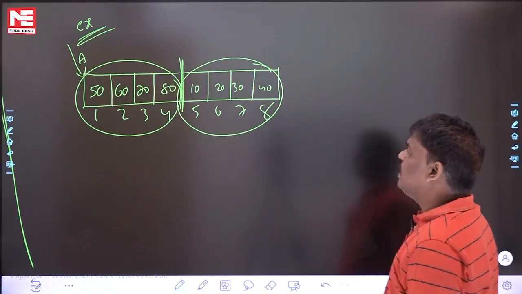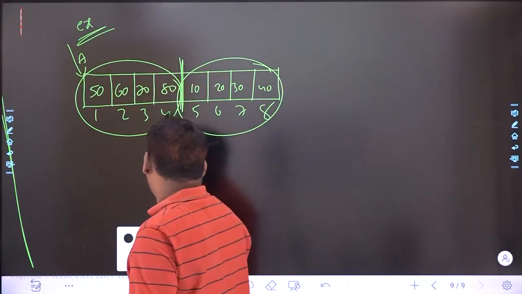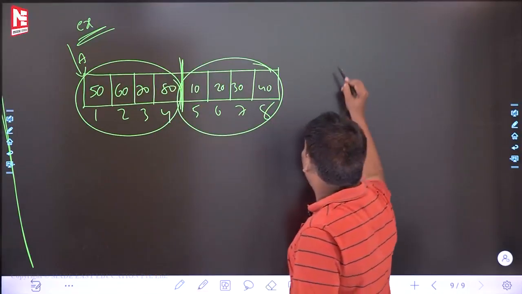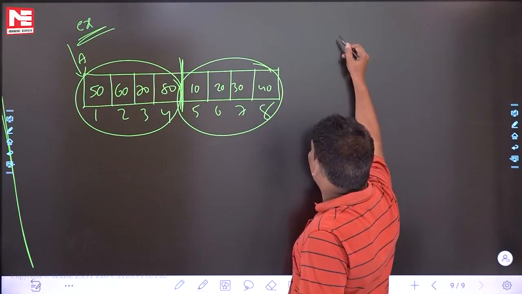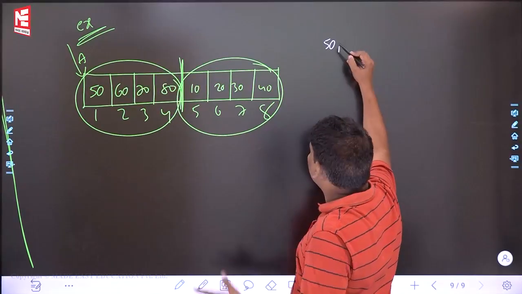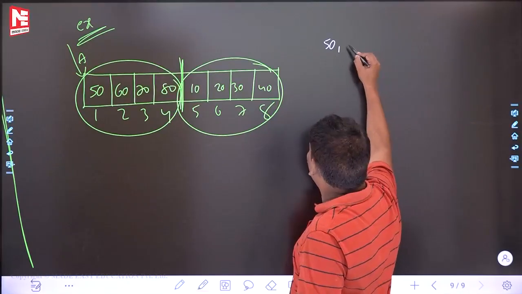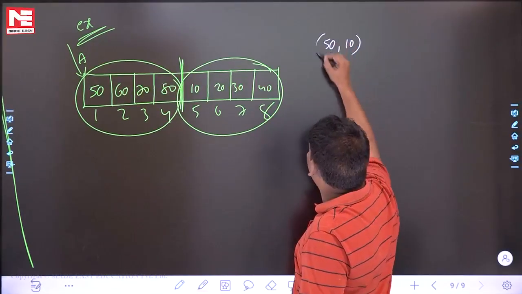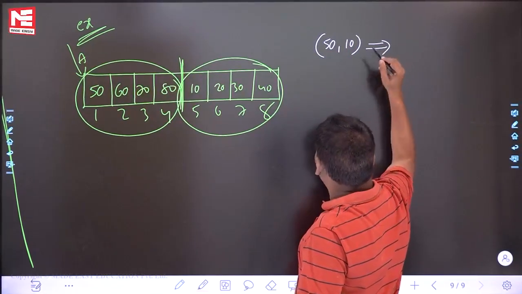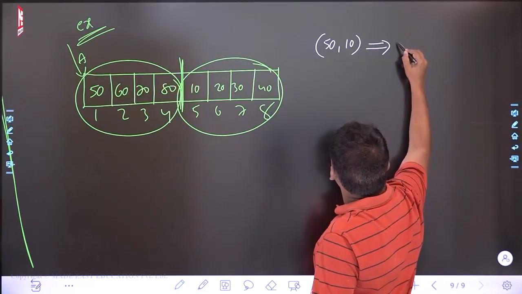I think everything is fine now. Now let me check. Listen, please be careful. One nice point is coming. Can you help me now? From the first group, who is fighting? 50. From the second group, who is fighting? Only the first person can fight. Who is the winner? First group's first person is 50, second group's first person is 10. Whoever is smaller is the winner. Who is the winner? 10.